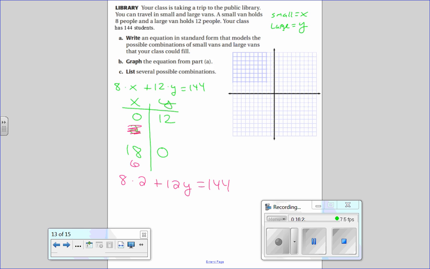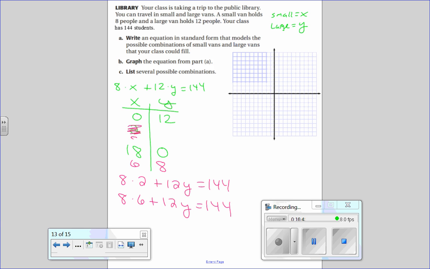Try 6? Okay. So 8 times 6 plus 12 times y equals 144. 8 times 6 is 48. I'll subtract over the 48 and divide by 12. Hey, it works. Thank you. First try, baby. 6 small vans, 8 large vans. Anybody want to try another one? I'd like to get one more combination that works.